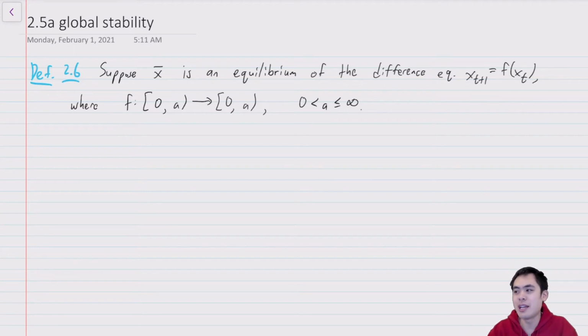This is in general not necessary for difference equations, but since this is a mathematical biology class, we don't actually care that much about negative numbers because, well, you can't have a negative number of rabbits in an ecosystem. Many of these results are also general, even if you allow for negative numbers, but we're not going to deal with that. So if we have the setup, then x bar is said to be globally attractive.